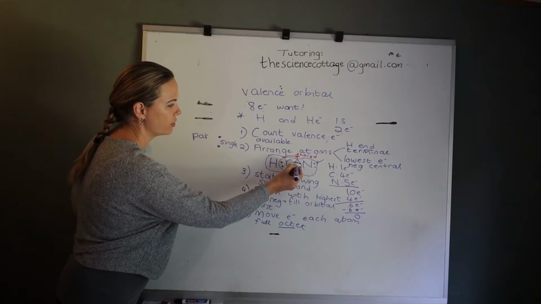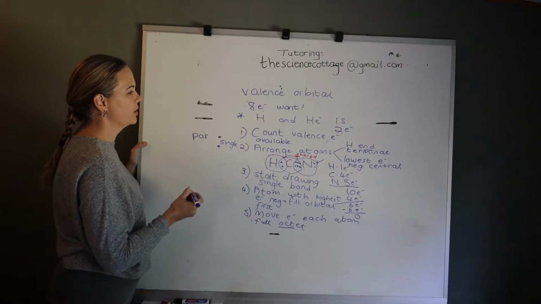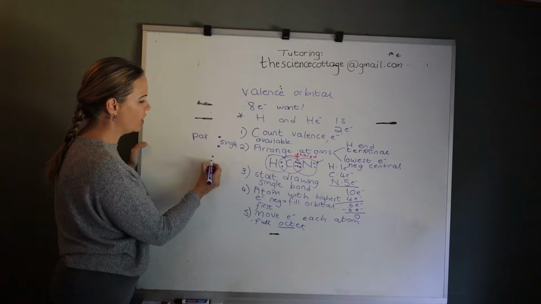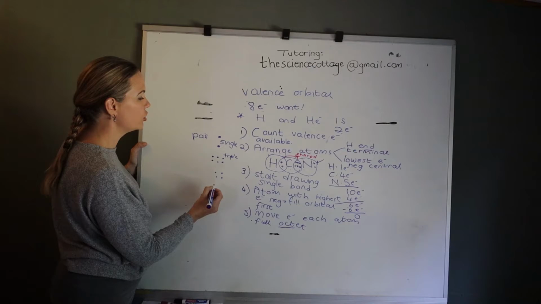1, 2, 3, 4, 5, 6, 7, 8 for carbon. 1, 2, 3, 4, 5, 6, 7, 8 for nitrogen. Both of them now have a full octet, and both of them have 8 electrons in their valence orbital. So that now is a triple bond. Three pairs, 1, 2, 3 pairs will be a triple bond. And obviously then 2 pairs is a double bond. You can't have more than a triple bond.